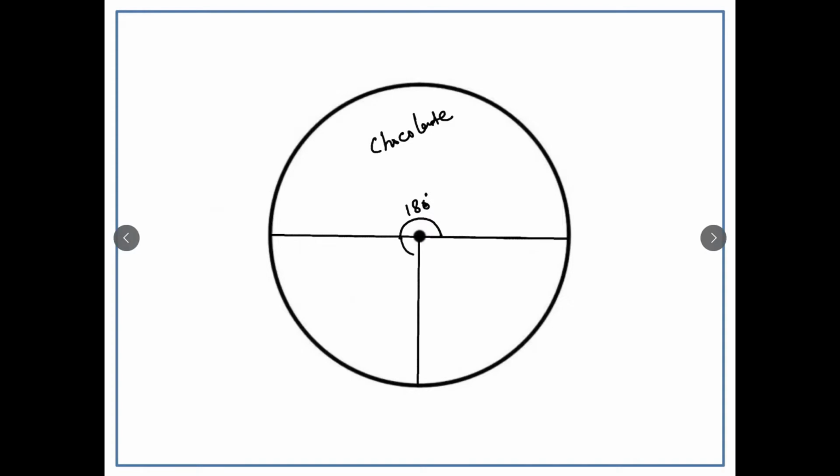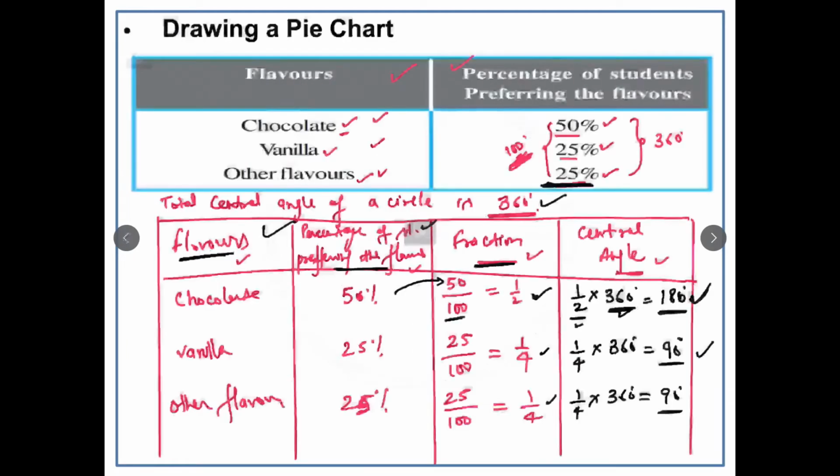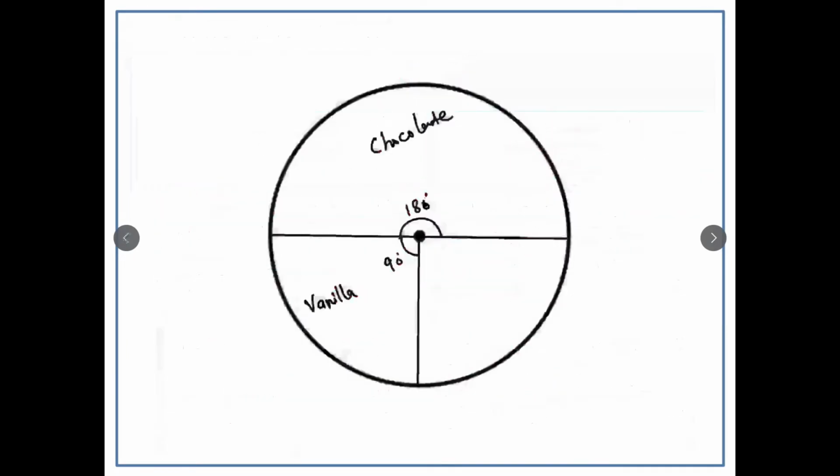So this 90 degree will represent the vanilla, and the remaining is also 90 degree. So that is this part, this is also 90 degree, and this is other flavor. Okay, so this is how we draw a pie graph for any given data.